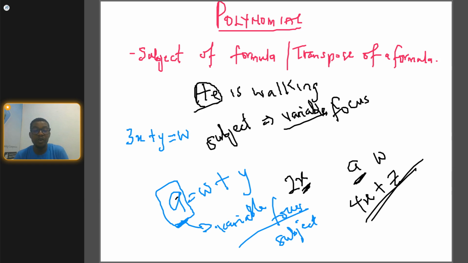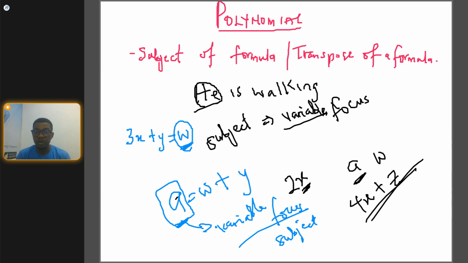The variable of focus always stands alone. Yes, these are the tips we are going to consider. The variable of focus always stands alone. It does not have any sign. It does not have any letter or number with it. So W is the variable of focus. Okay? Emmanuel, do you get that? W is the variable of focus.